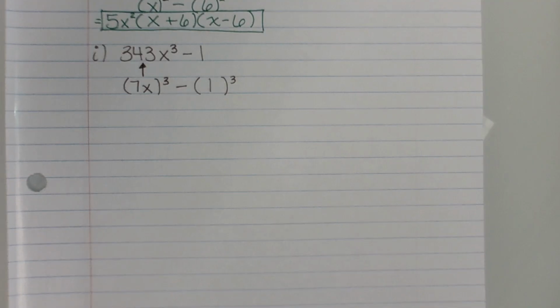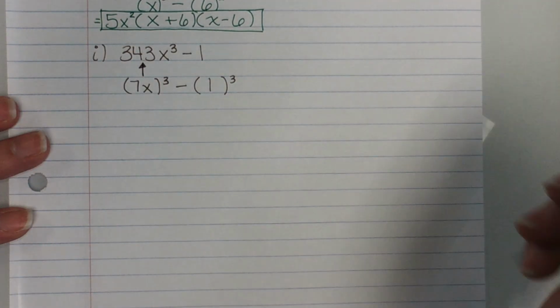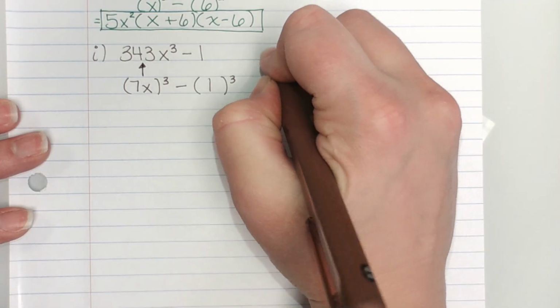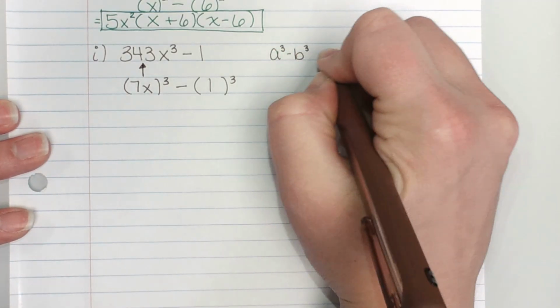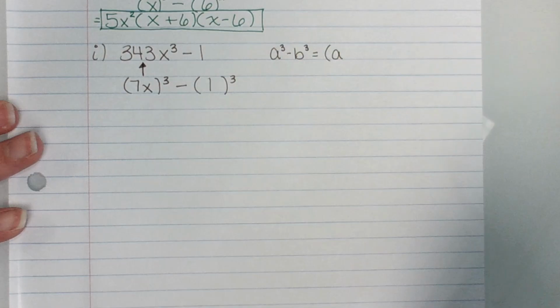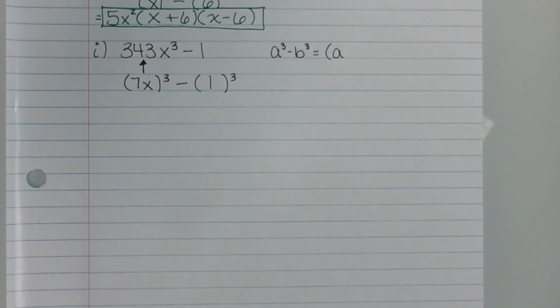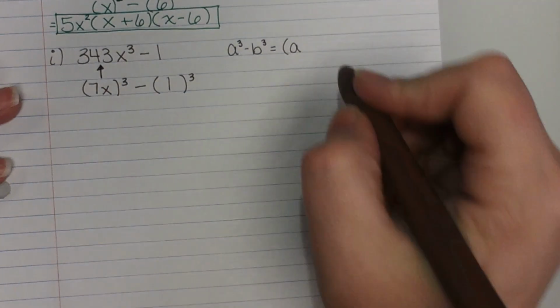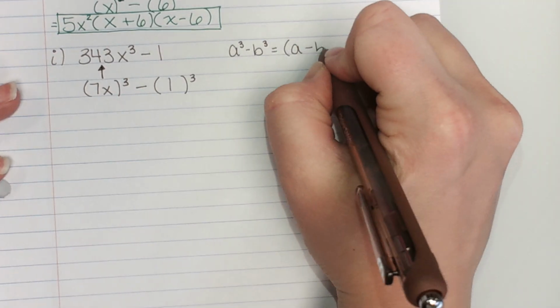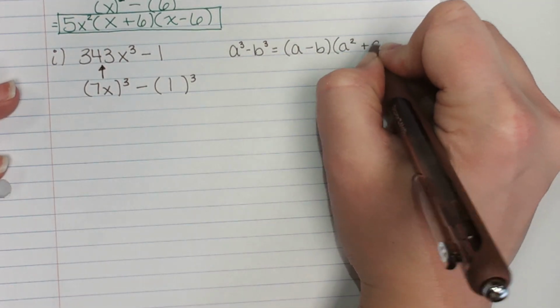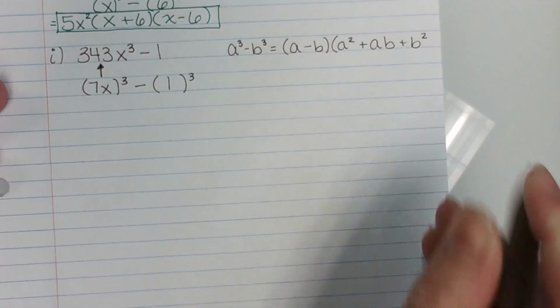Okay. When it's a difference of perfect cubes, inside the first parentheses is a plus or a minus. That's where the minus shows up. Everything else is plus signs.